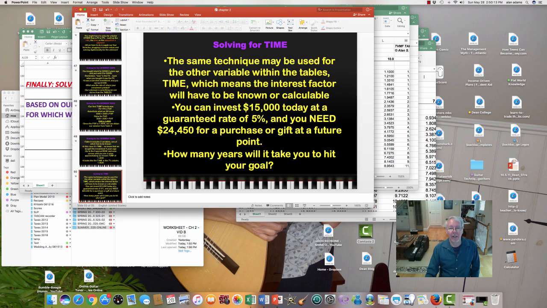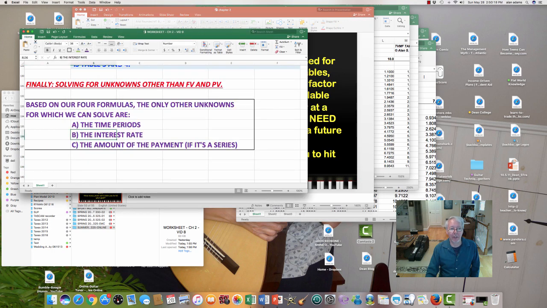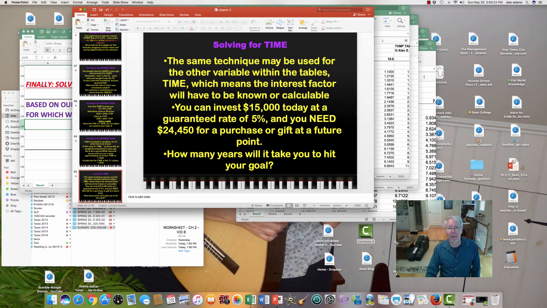All right. Now, using the same principle, ladies and gentlemen, we just solved for the interest rate. This time, we solve for time. We use the same method. Okay? Let's see what happens.